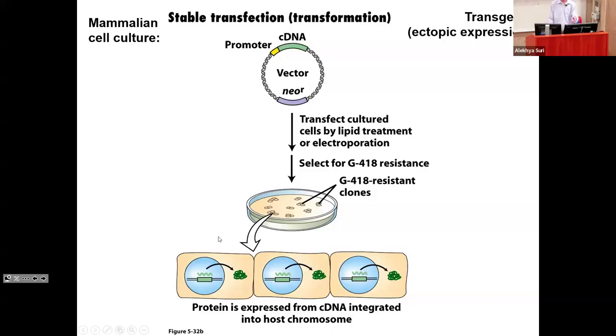Those all cells will contain the plasmid. So this is the same principle that you use, like what I said with bacterial cells, with the antibiotic resistance gene. It's the same principle, but just in mammalian cells.